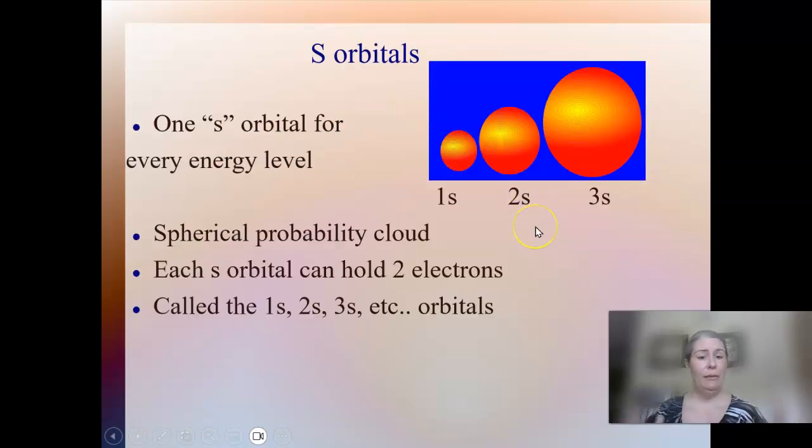So just going into a little more detail on this, 1 s orbital for every level. It's a spherical shape. That's actually not why it's called an s orbital. It's from spectroscopy, but S for sphere will work to remember. Each s orbital holds 2 electrons. So there's one of these on every level, 1s, 2s, 3s, 4s, all the way up to 7.